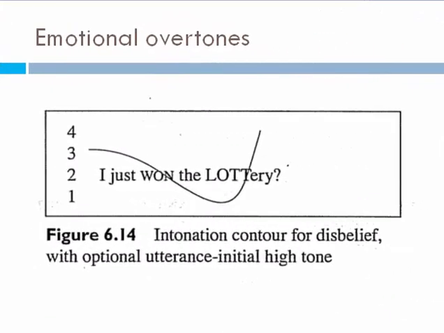Intonation can also be used to convey emotions. Let's look at the example. I just won the lottery. I just won the lottery. In this case, this intonation contour is used for disbelief. And there is an optional utterance initial high tone. You can say it, I just won the lottery, or simply, I just won the lottery.